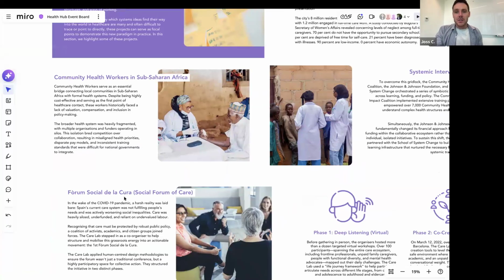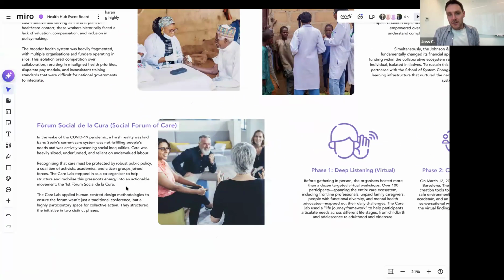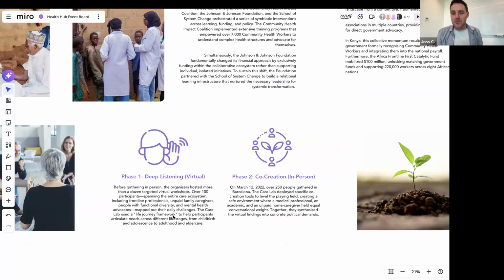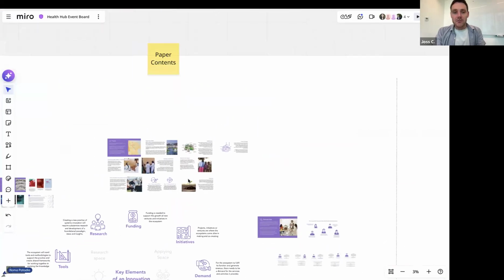Community health work in sub-Saharan Africa. And the final one is actually in Spain, Social Forum of Care, where the Care Lab in Catalonia supported quite a large scale initiative to gather people's input into how the health system could be shaped and created going forwards. Deep listening and co-creation were core to that, gathering over 250 people in Barcelona, using co-creation tools to create a safe environment where medical professionals, academics, and home care people all came together and synthesized the findings into concrete political guidelines and so forth. So there's a few case studies.